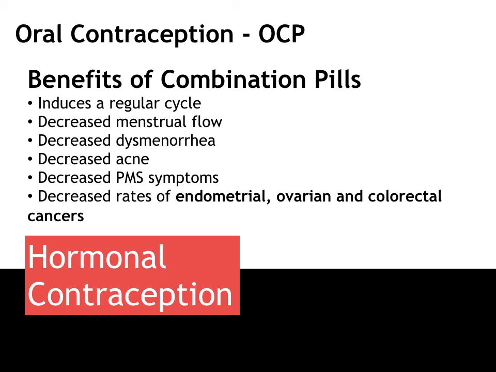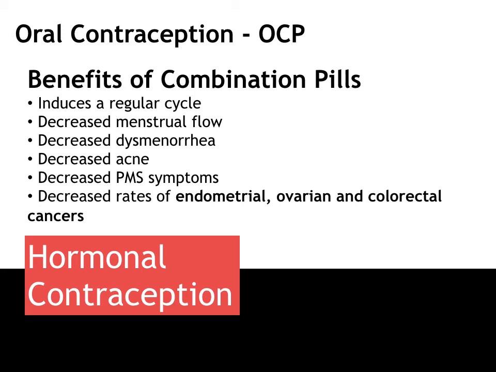It decreases menstrual flow, so for people that are having really heavy periods, it will tend to regulate those a bit better. Decreased dysmenorrhea, so for people that are having a lot of pain with their periods as well. Acne is another relatively common reason that birth control might be recommended, for problematic acne if there's a hormonal component. And then PMS symptoms, which indicate hormonal irregularities, birth control can be helpful for that.